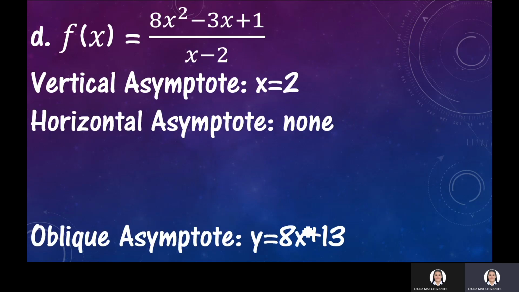So, D, f of x is equal to 8x squared minus 3x plus 1 over x minus 2. So, vertical asymptote, x is equal to 2.